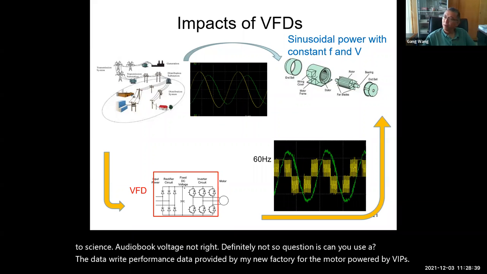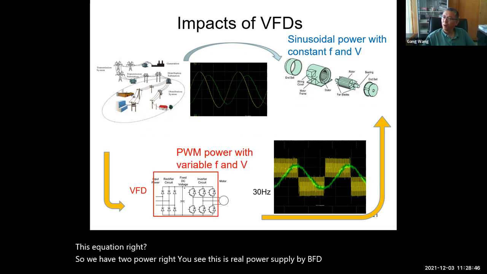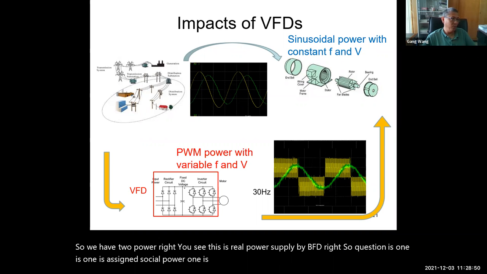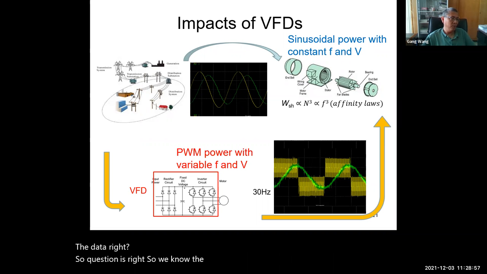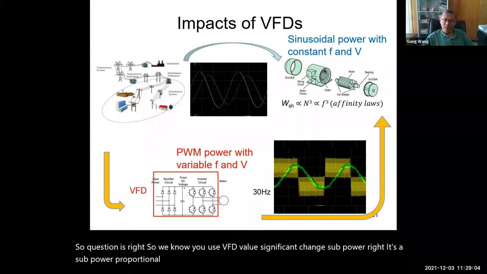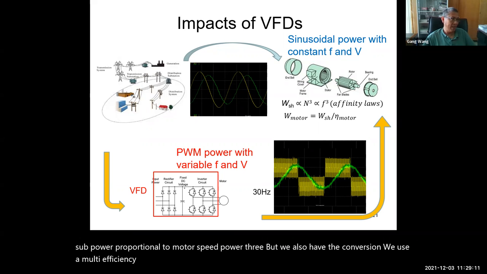So we have two powers. You see this is the real power supplied by VFD. One is a sinusoidal power, one is a PWM power. So can you exchange the data? We know that when you use the VFD, you significantly change the shaft power. The shaft power is proportional to motor speed to the power of three. But we also have the conversion: we use the motor efficiency to convert shaft power to electric power.